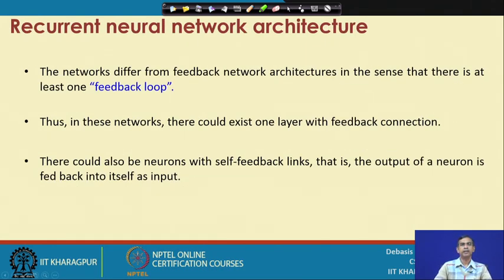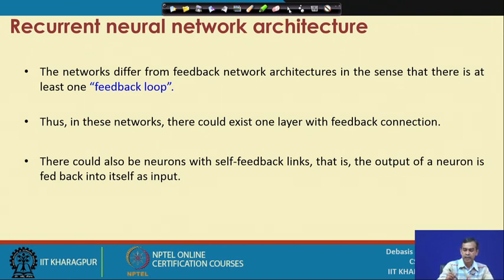The next type of neural network is called the recurrent neural network architecture. The difference of this network architecture compared to the previous two architectures is that the feedback will be there, that means there will be a loop. So, it is called the feedback loop. There may exist one feedback loop from the next layer to the previous layer. If feedback is there, then it is called the recurrent neural network.